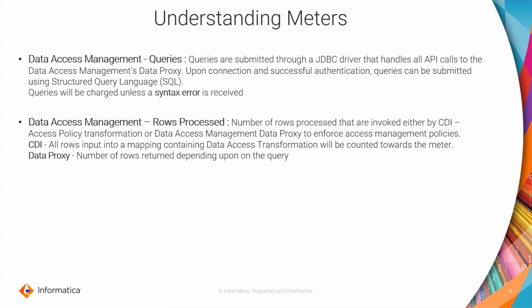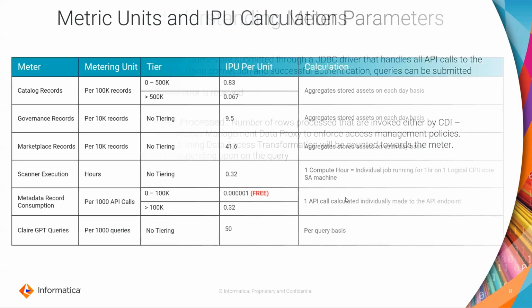Next is data access management rows processed. This is the number of rows processed, invoked by either data access management's data proxy query or CDI access policy transformation, to enforce access management policies. So for CDI, all rows input into a mapping containing a data access transformation will be counted towards the meter. For data proxy, it would basically be the number of rows returned depending upon the query.